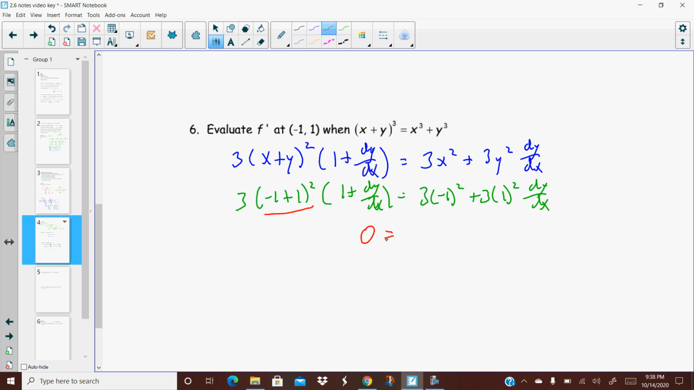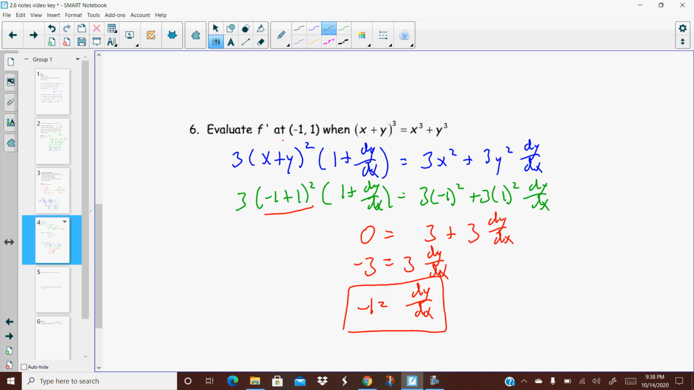On the right side, now you just got to be careful. Square the negative 1 and you get 1. So you're going to get 3 out of the first part, and then you're going to get 3 times dy over dx out of the second part. This is much easier to solve now. Simply subtract 3 on both sides, and then divide both sides by positive 3, and we get that dy dx is negative 1. And that's what dy over dx is at the point negative 1, 1. It's going to be something completely different at a different point on that expression.